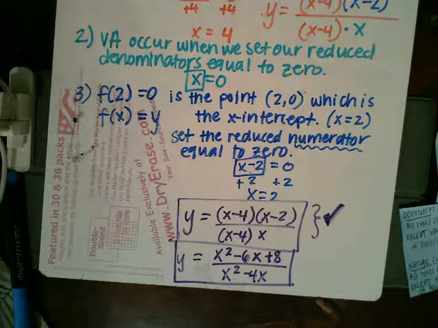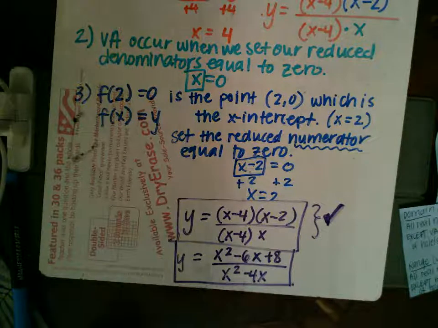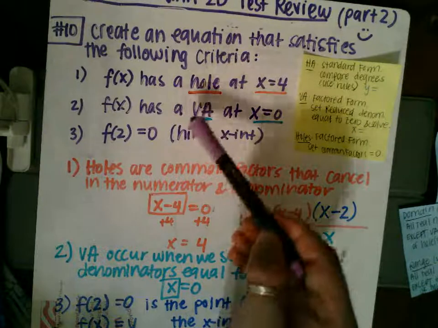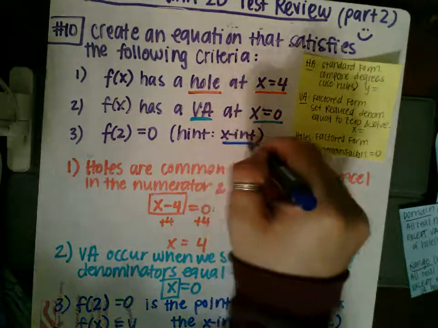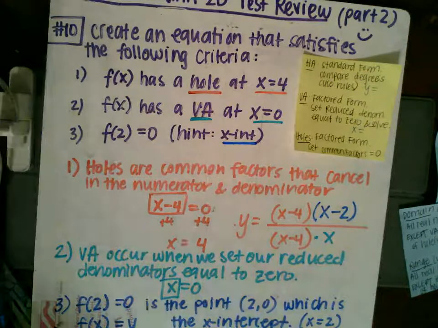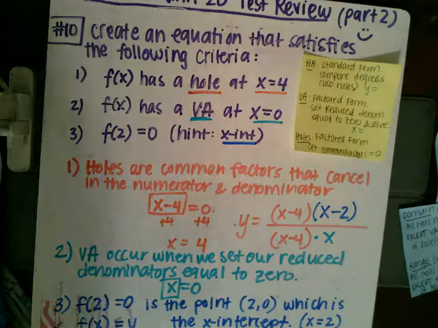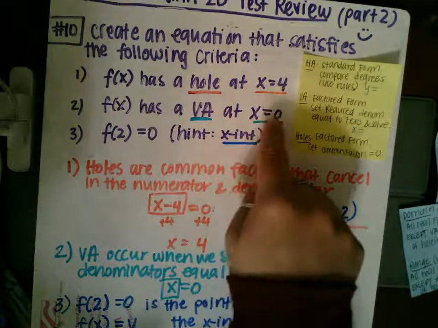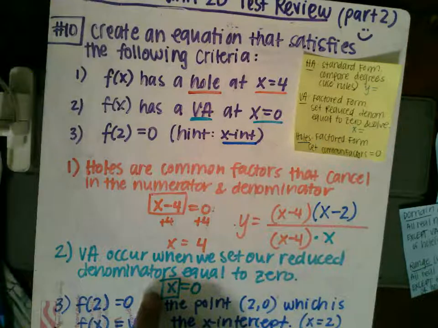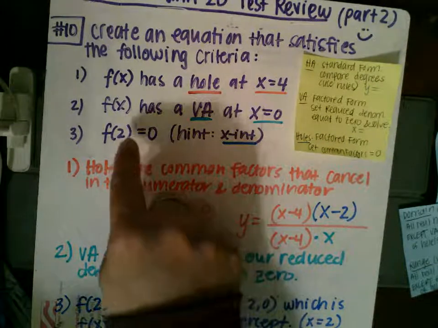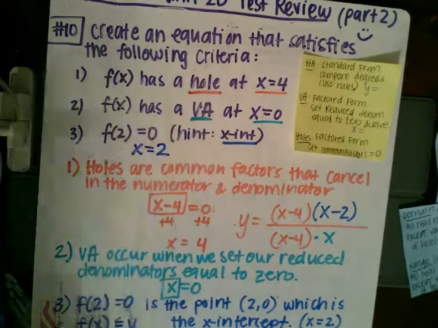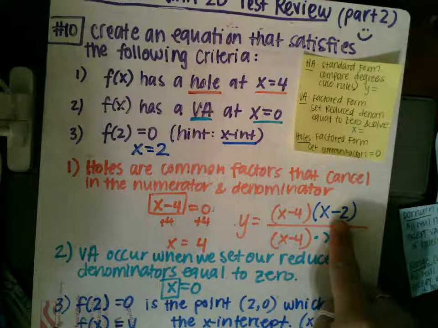Great question. Like I said, this really expands our knowledge. This one has us take what we know about holes, asymptotes, and x-intercepts and work backwards to come up with the factors. Something you want to notice: x equals 4, my factor was x minus 4. X equals 0, x minus 0, right? Or just x. X equals 2, this tells us our factor was x minus 2.